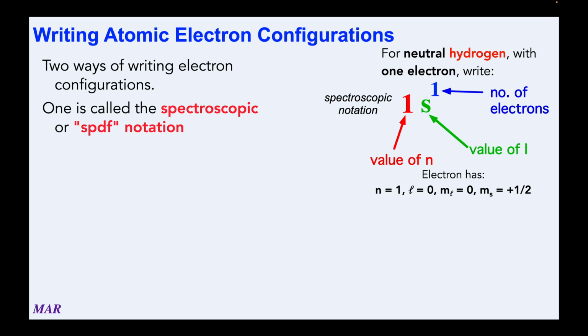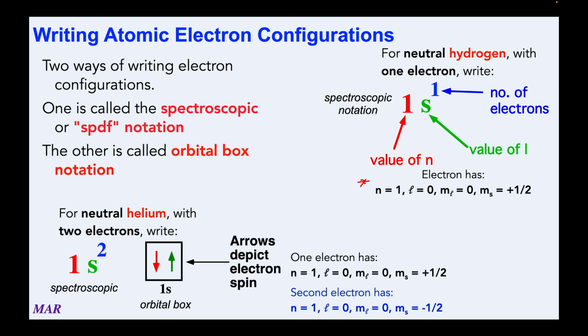So hydrogen has one electron, and earlier we saw the first electron: N equals 1, L equals 0, M sub L equals 0, M sub S equals plus 1/2. We always write the positive one first. That's one electron. That's the superscript right there. So that would be the SPDF notation for hydrogen, and that's what we'll use most of the time.